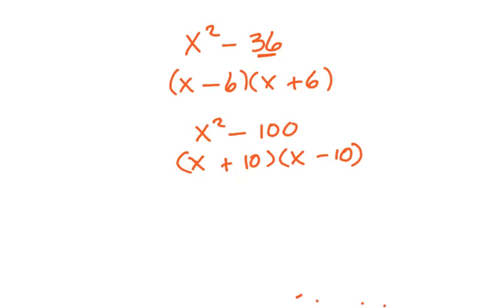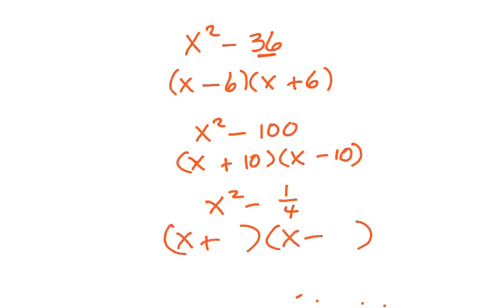How about this? You won't like this, but I'll do it anyway. X squared minus 1/4. X is a square number, and guess what? So is 1/4. You know why? Watch. I'm going to put an x there and an x there. Plus, minus. What times what equals 1/4? How about 1/2? Look, 1/2 times 1/2 equals 1 over 2 times 2, which is 4.